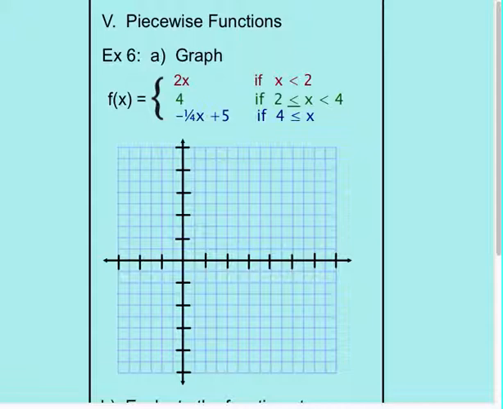So if we substitute 2 in for x, our green function would be the one that we would use because that's where x is equal to 2. We would not use the red function because x is strictly less than 2. So there's no overlap, so there's no confusion about which one of those three pieces of the function we are going to use. So what we're going to do is graph our 2x for x is less than 2.